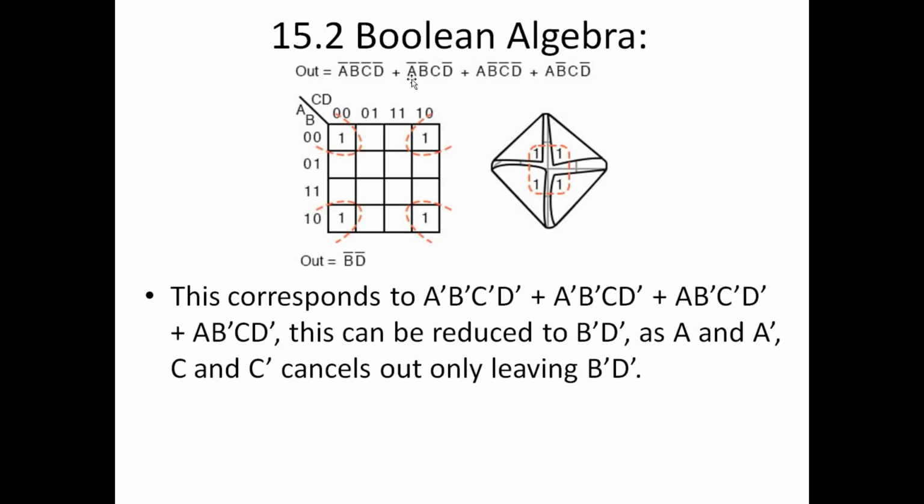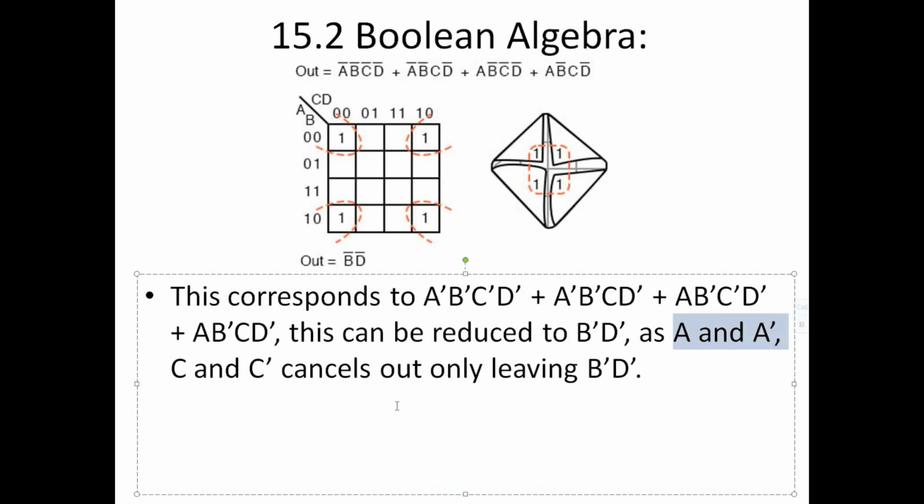For this one, A bar, B bar, C is on, and D bar. For the third one, we have A is on, B is off, C is also off, and D is also off. For the fourth one, A is on, B is off, C is on, D is off. Once we have written our expression, you can write it in rough if you don't have enough lines, and then you can simplify them. Once you have applied the rules of Boolean algebra, you can simply simplify it to B bar dot D bar, and that's it.